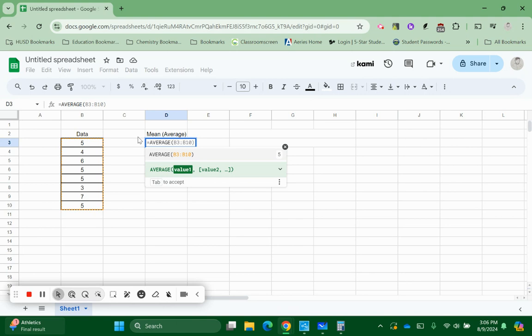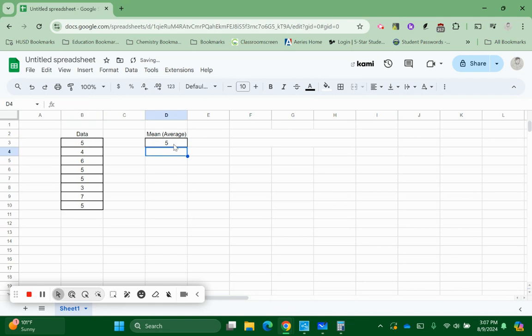Instead, I'm going to click and highlight the data that I want to take the average of. So I'm going to click and hold and drag to highlight my entire data set. Now these are cells B3 to B10. And if you look in my equation right here, it says B3 colon B10. That's saying it's taking the average of every cell starting with B3 and ending with B10. I'm going to close off the parentheses, hit enter, and boom, it calculated my average for me. My average is 5 exactly.